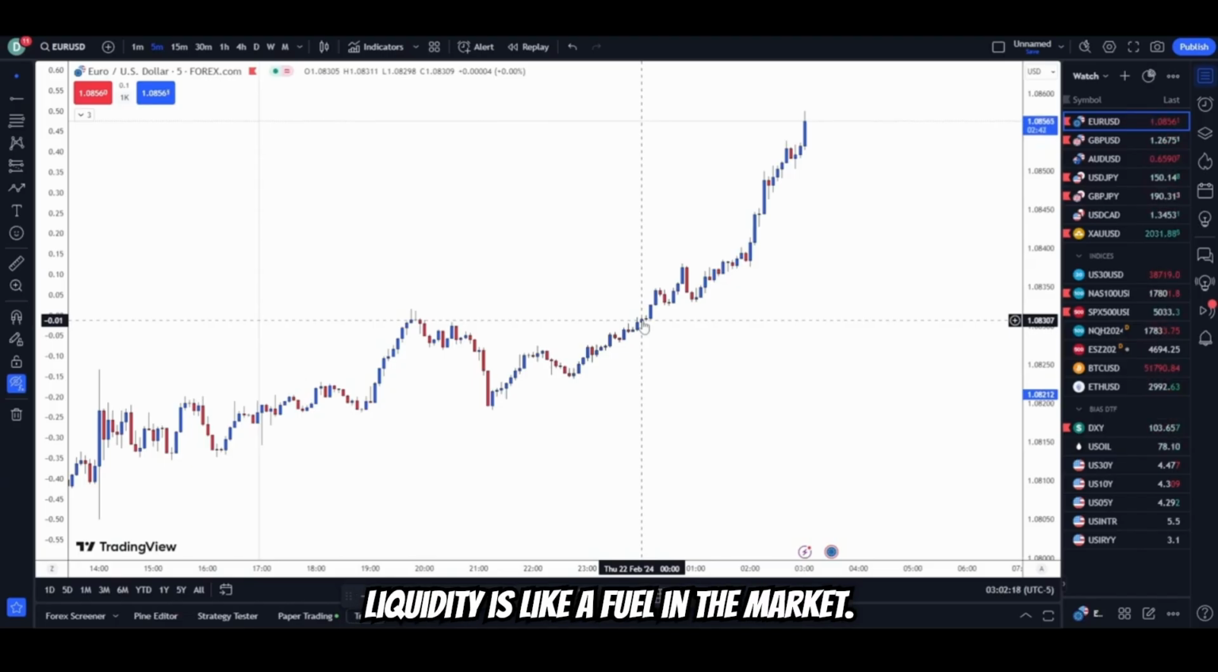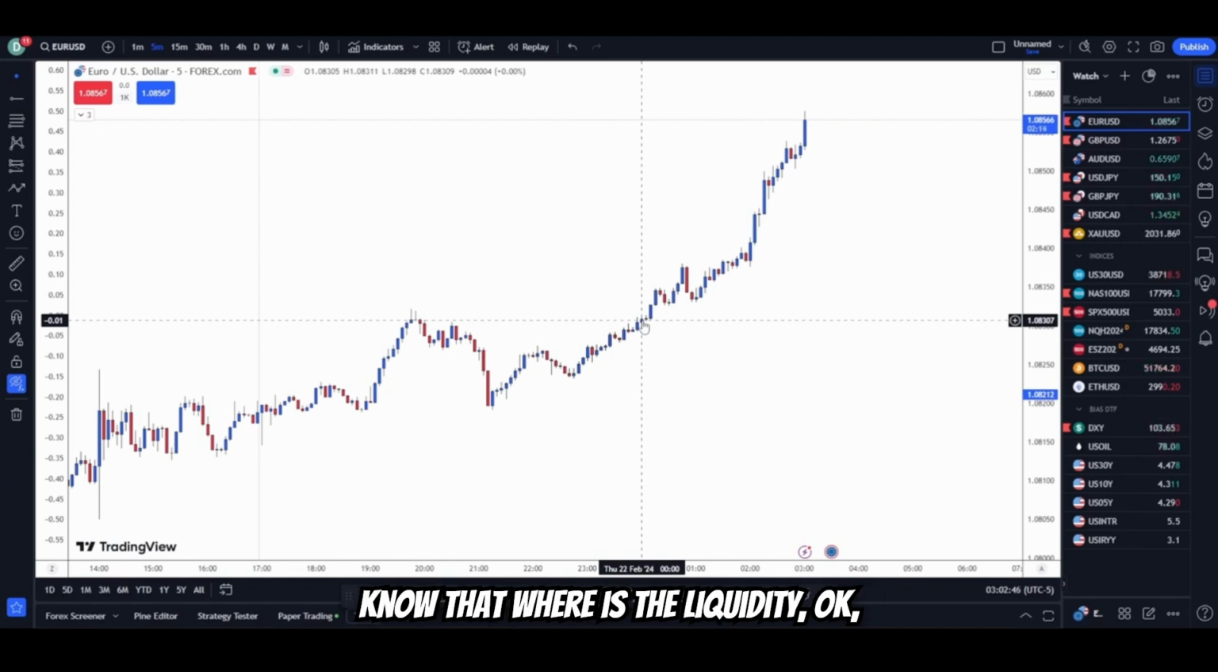And the liquidity is like a fuel in the market. If there is no liquidity in the market, the market will not move, right? The market will keep on, it will not move, and it will not give you entry. There's liquidity, that's why the market is going up or going down. People are losing and people are winning at the same time in this market for millions of times. So that's why liquidity is very much important.